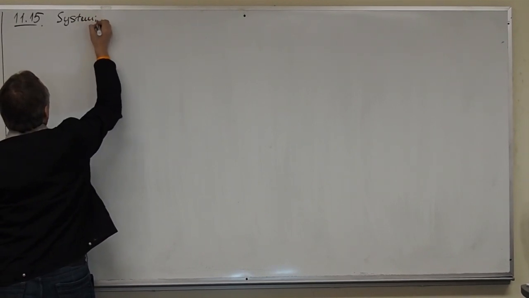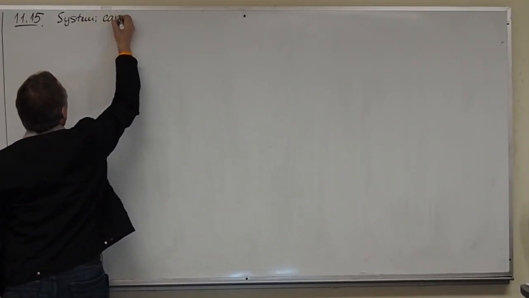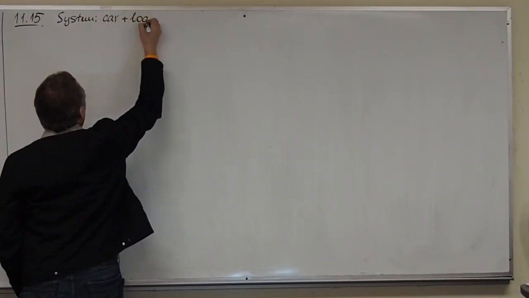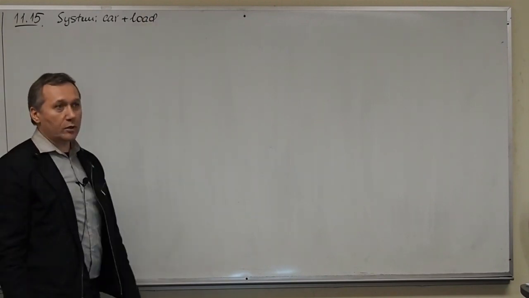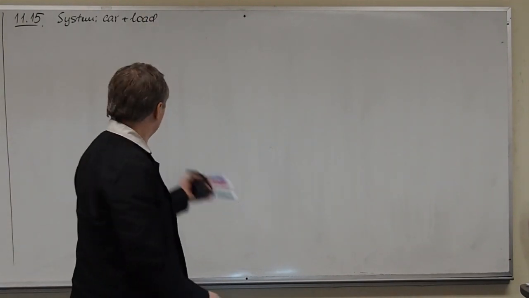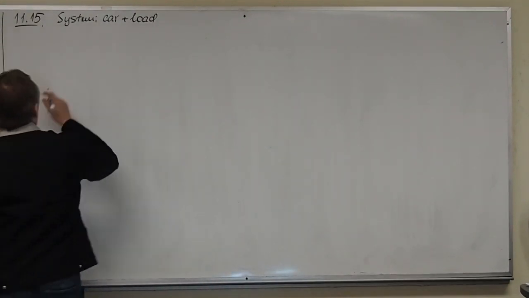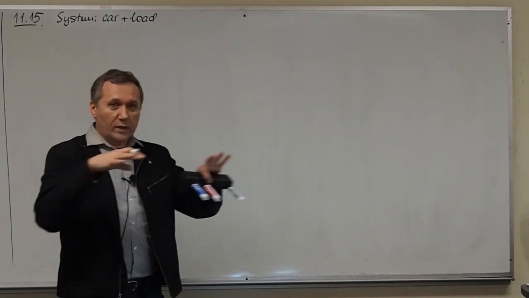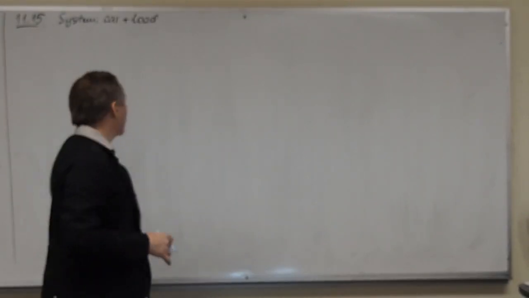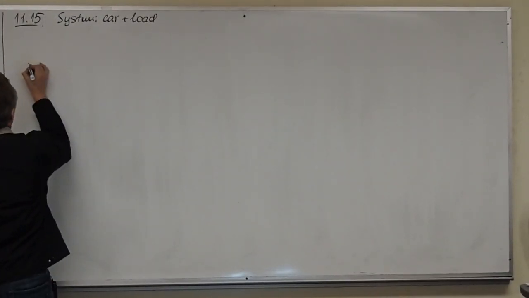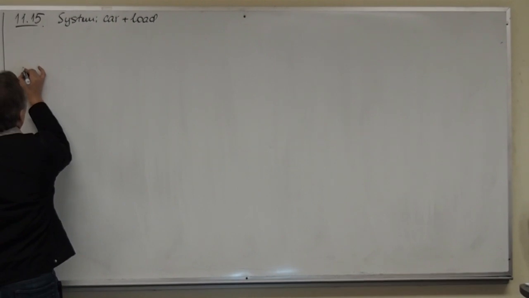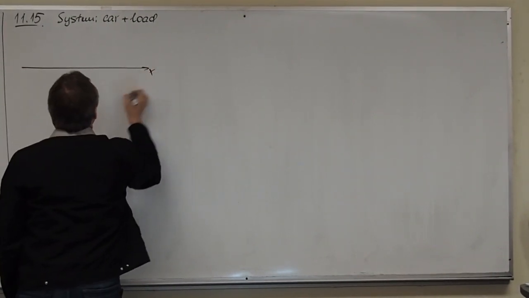Our system is a car and a load. Right? So that's our system. Any object which is outside of this system is the external object. Motion is one-dimensional, so I will introduce the x-axis. Let's say this is my x-axis.